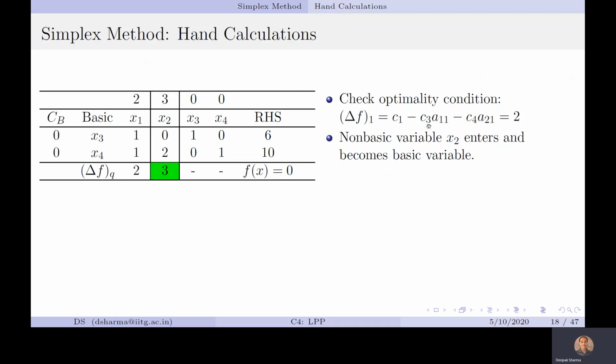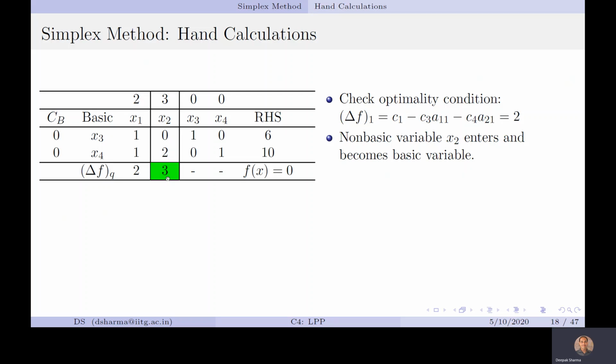C3 is the cost coefficient of x3, A11 is 1, and minus C4, where C4 is the cost coefficient of x4 in the objective function, and A21. Since these two multiplications are 0, this is 2. Similarly, I can find delta F for variable 2. So I'll get delta FQ for both the non-basic variables x1 and x2 as 2 and 3.